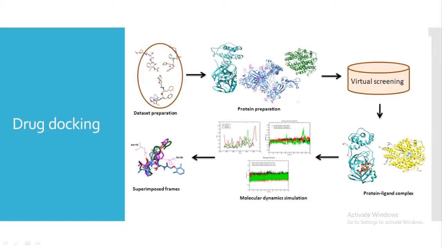The ligands will be minimized after addition of charges. In the case of proteins, the water molecules will be removed, and any cofactors or ions not directly related to the function of the protein will be removed, and the protein will be minimized. Once the ligand and the protein are ready, they will be carried forward for virtual screening. Now, what is virtual screening? In virtual screening, we have our target protein, and millions of ligands will be screened against this target protein.